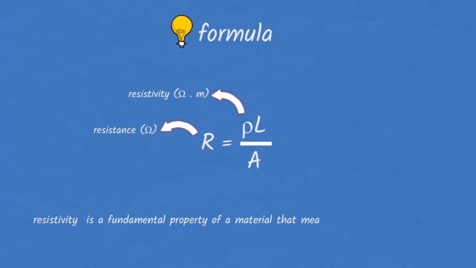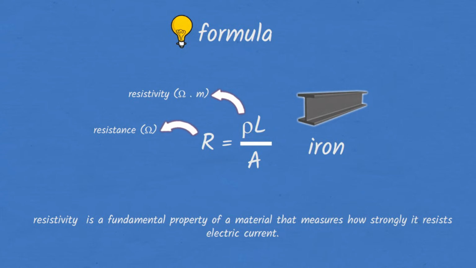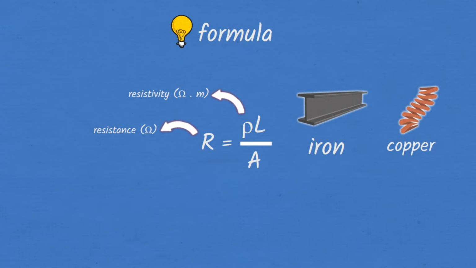Electrical resistivity, also called specific electrical resistance, is a fundamental property of a material that measures how strongly it resists electric current. Resistivity depends on the material of the conductor and the temperature. For example, the resistivity of iron is different from that of copper.